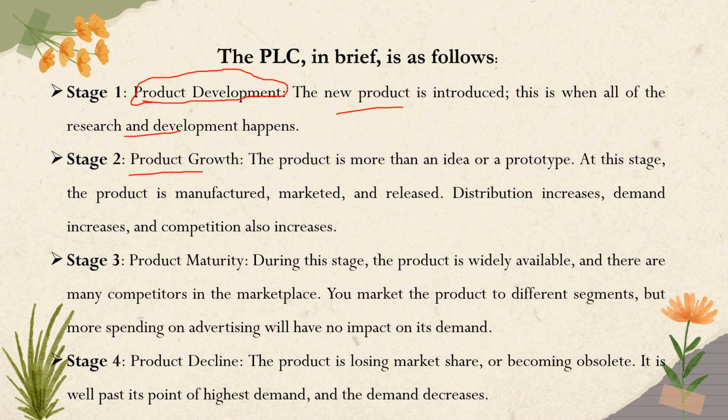And then the product is now in growth. It is more an idea or a prototype. The product is manufactured, marketed and released. Once it is released, depending on the marketing strategy as well as the different features of the product that we have designed, the distribution increases.